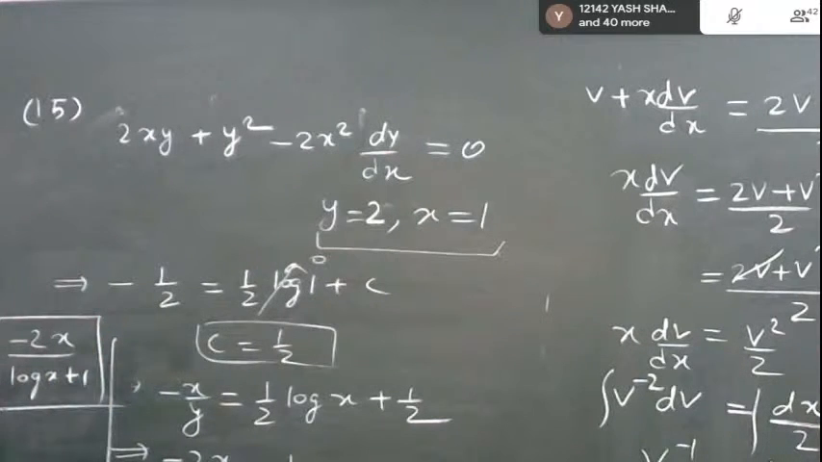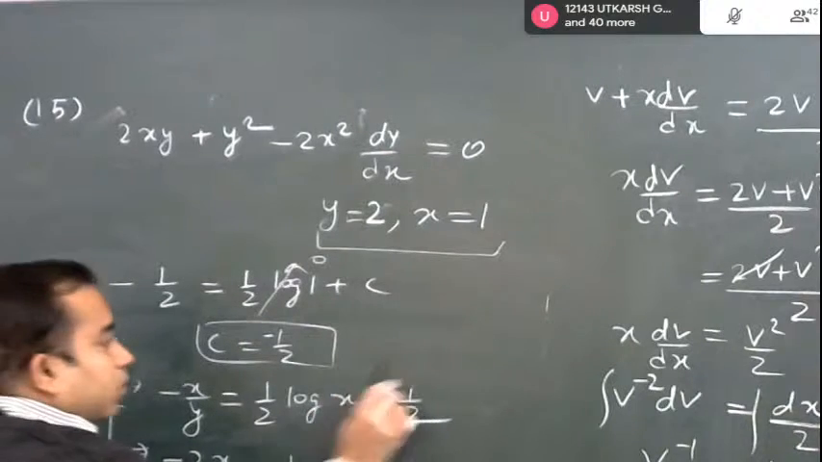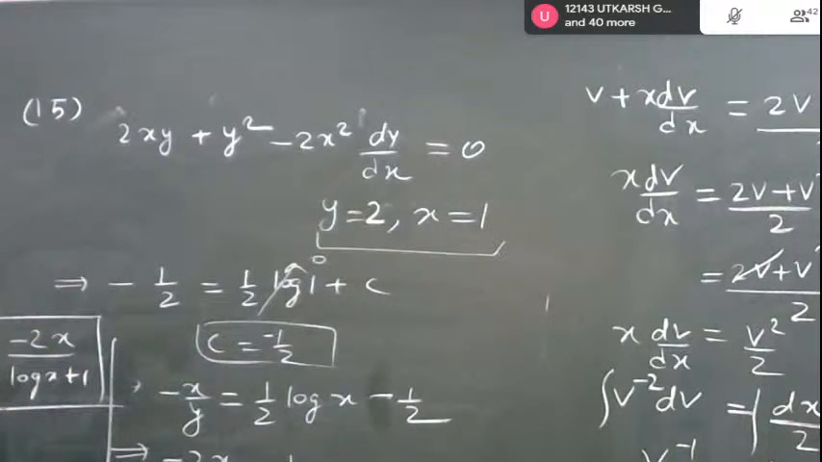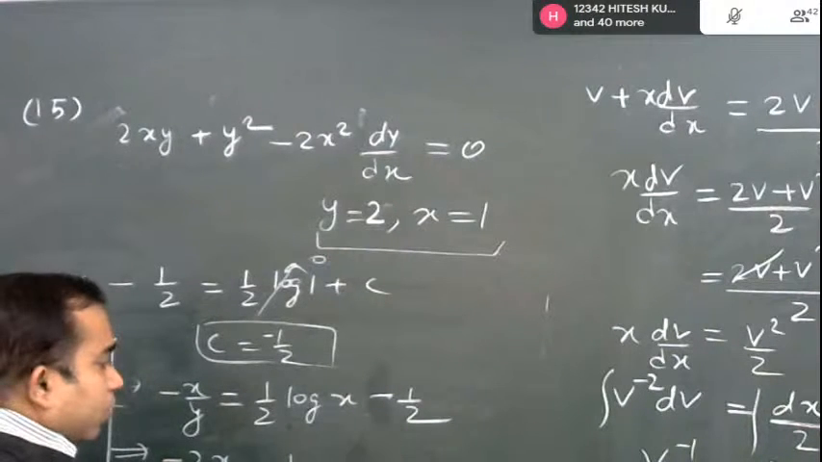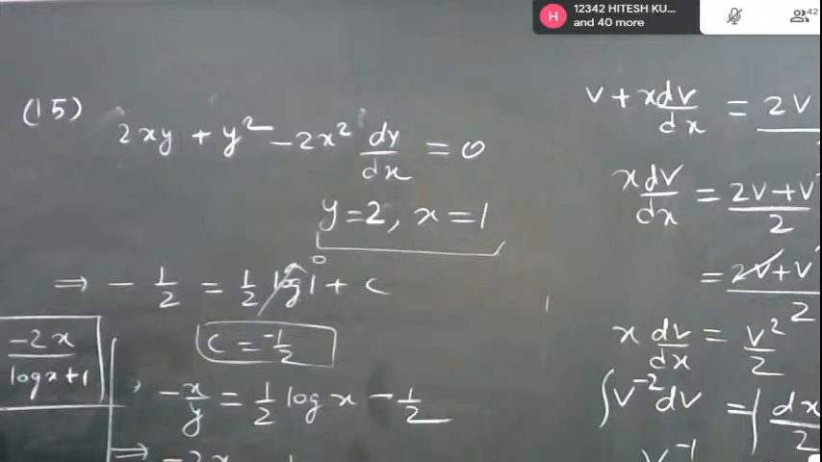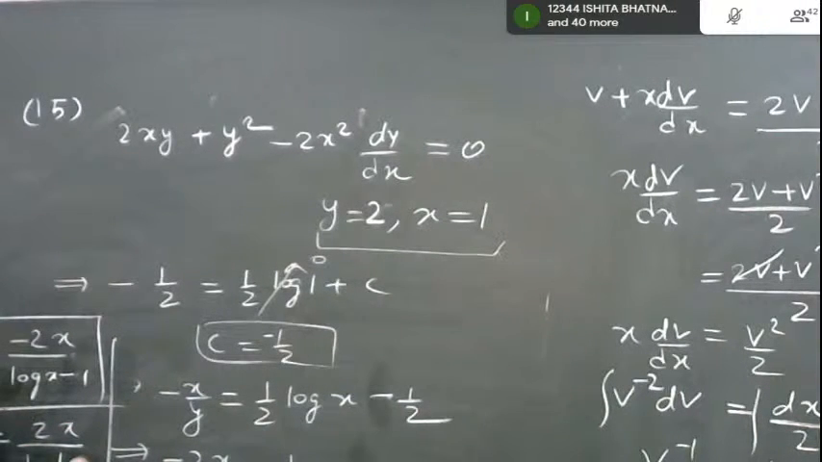C is, I am sorry, minus half. Yes, C is minus half. C is minus half means multiply by minus throughout, then log x minus 1. Yes, now minus you can bring down and it will become 2x upon 1 minus log x. Is this the answer, students? I hope this should be the answer.